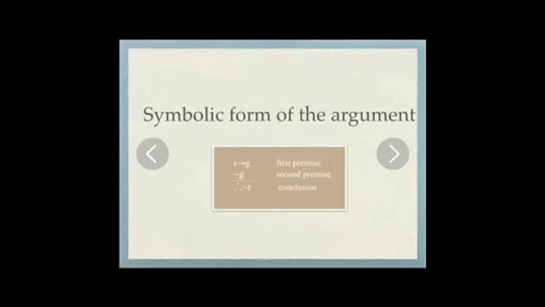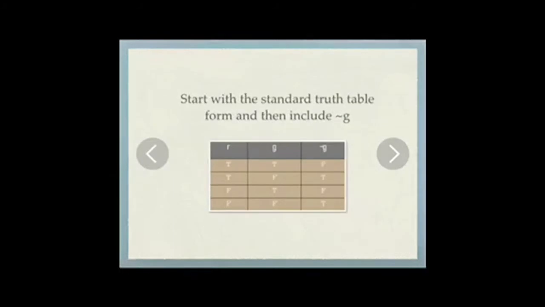So let's take a look at the picture attached. So first premise is R implies G. The second premise is not G, and the conclusion is therefore not R. So first step, let's start with the standard truth table form and then include the not G. So this is the not G.